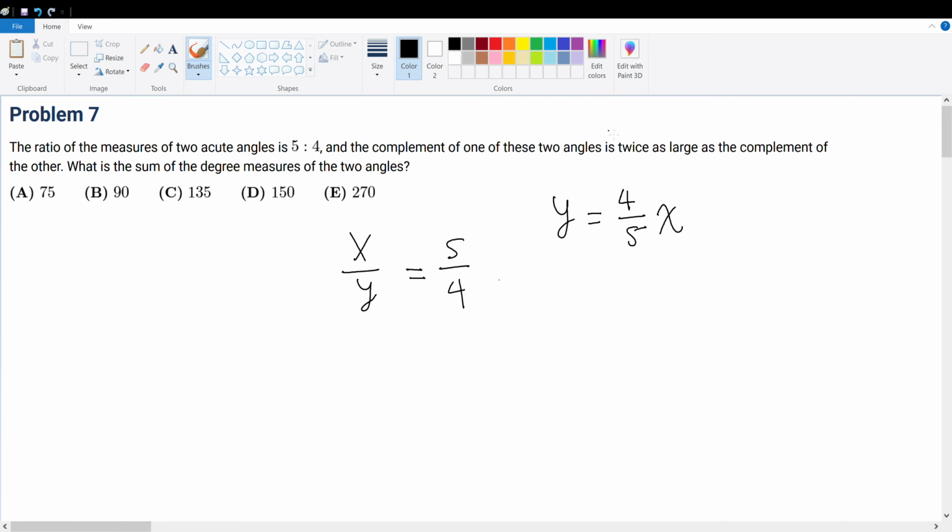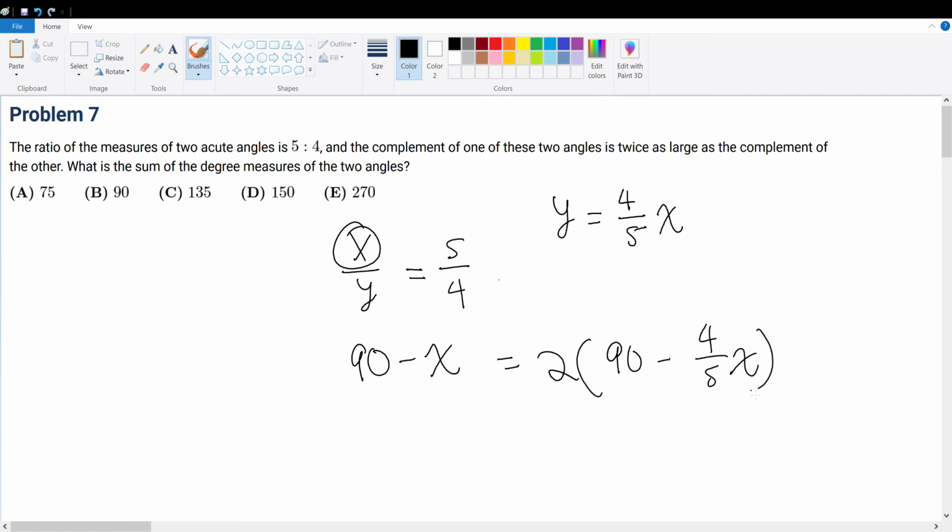With this, the complement of one of these angles, let's assume it's the complement of x. 90 minus x, that's the complement, right? Complement is twice as large as the complement of the other. So that's going to be 90 minus 4 over 5x. With this understanding, we can basically manipulate it and solve the question, because that is going to be 180 minus 8 over 5x, right? If that's going to be the case, then we can isolate x.